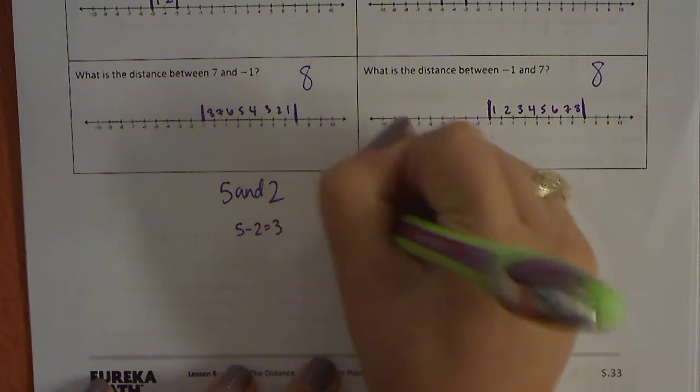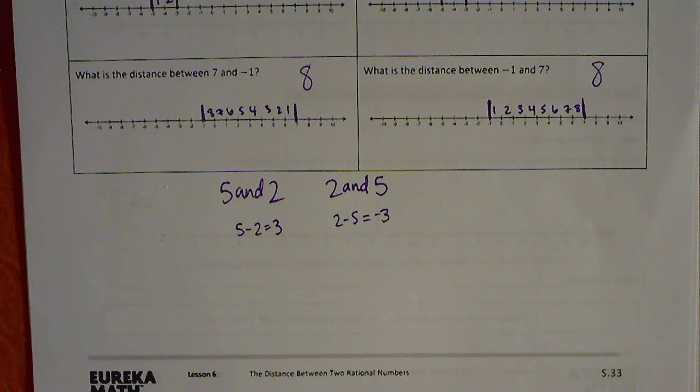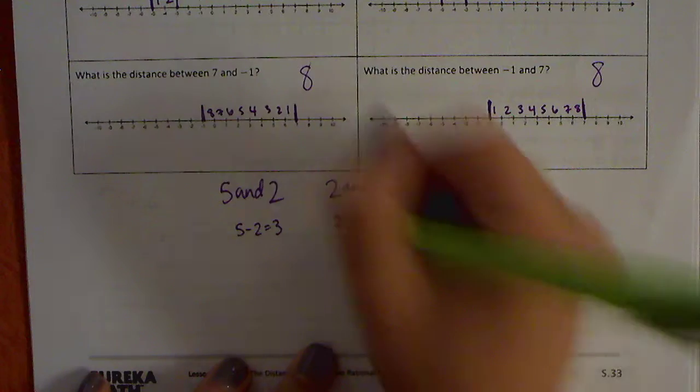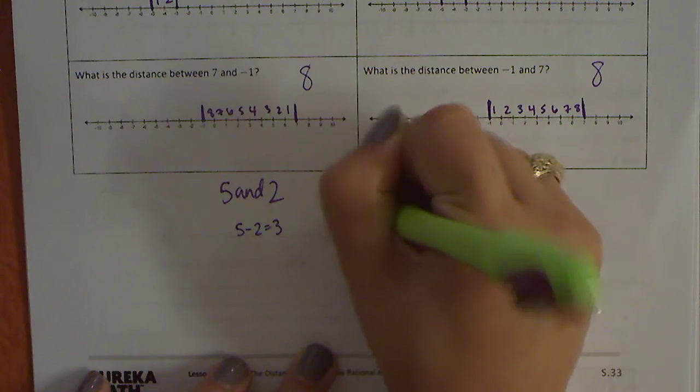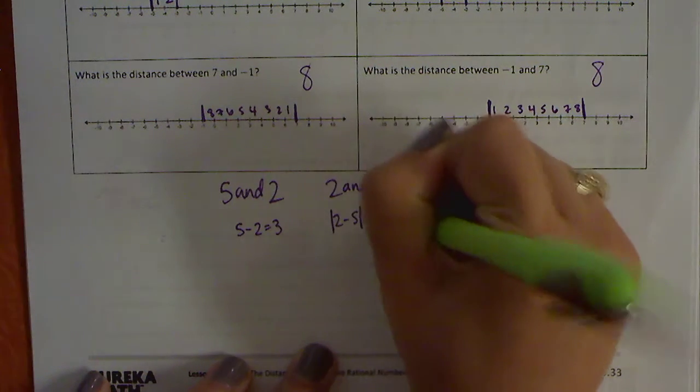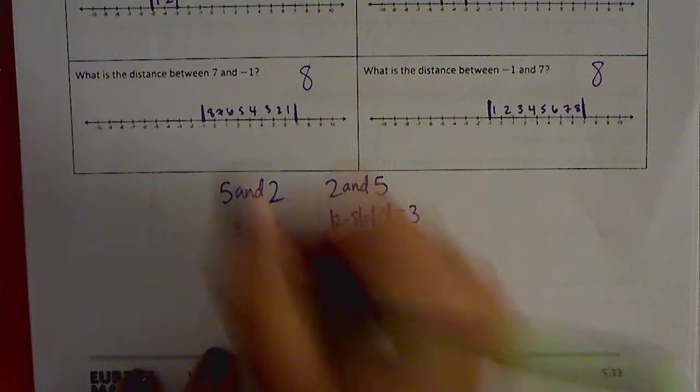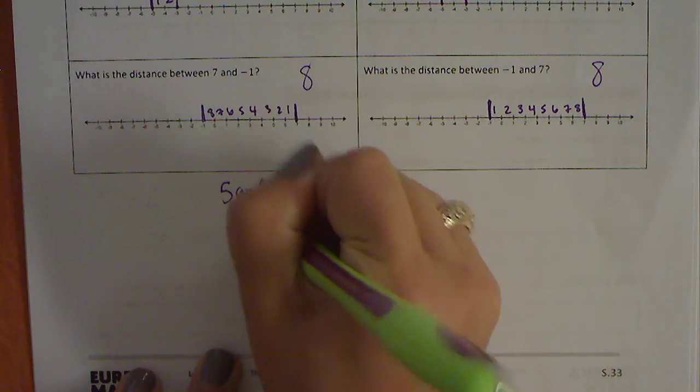2 minus 5 is negative 3. But we wouldn't say that the distance between 2 and 5 is negative 3. We would say that it's positive 3. So the key here is not just that we're subtracting, but also that we're finding the absolute value of whatever we subtract, because the absolute value of negative 3 is 3.